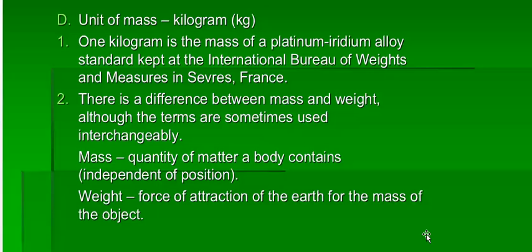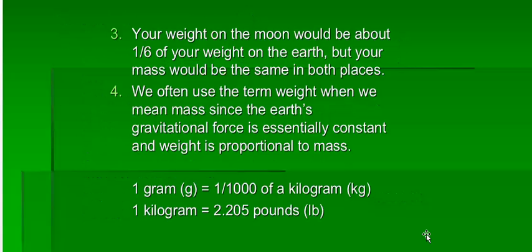The unit for mass is the kilogram. There is an actual standard kept for a kilogram in France. Now there's a difference between mass and weight, although sometimes the words are used interchangeably. Mass is how much matter a body contains, and weight deals with the force of attraction of the earth for the mass. So weight incorporates gravity.